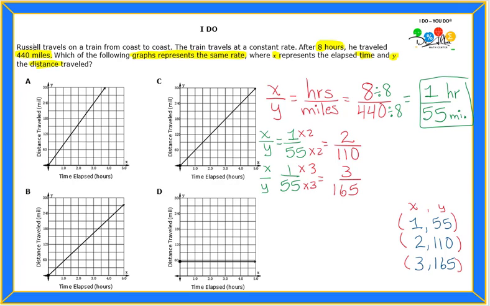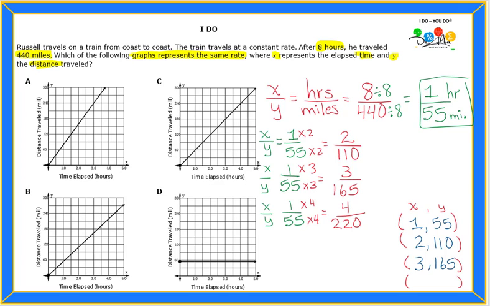I know what you're thinking: how many do I need to do? Well, it's going to be up to you. How many do you think might help you find the best answer? But we're going to do only up to 4. If we feel that we need the next one, we'll come back and do it. And this will be 4, and 55 times 4 is 220.